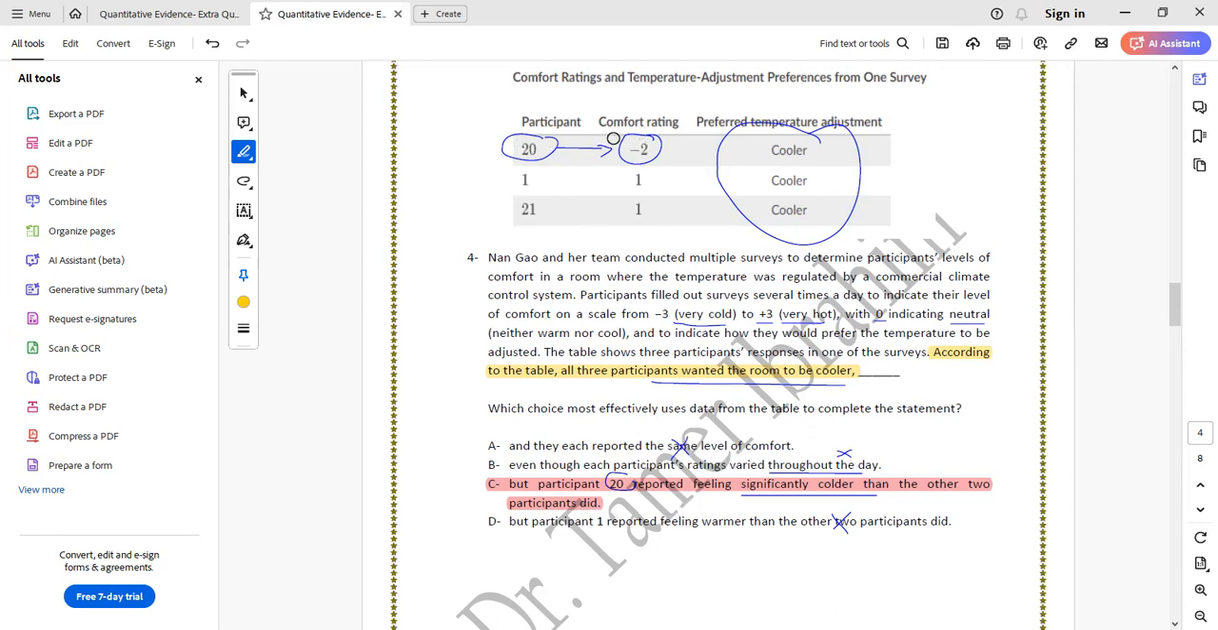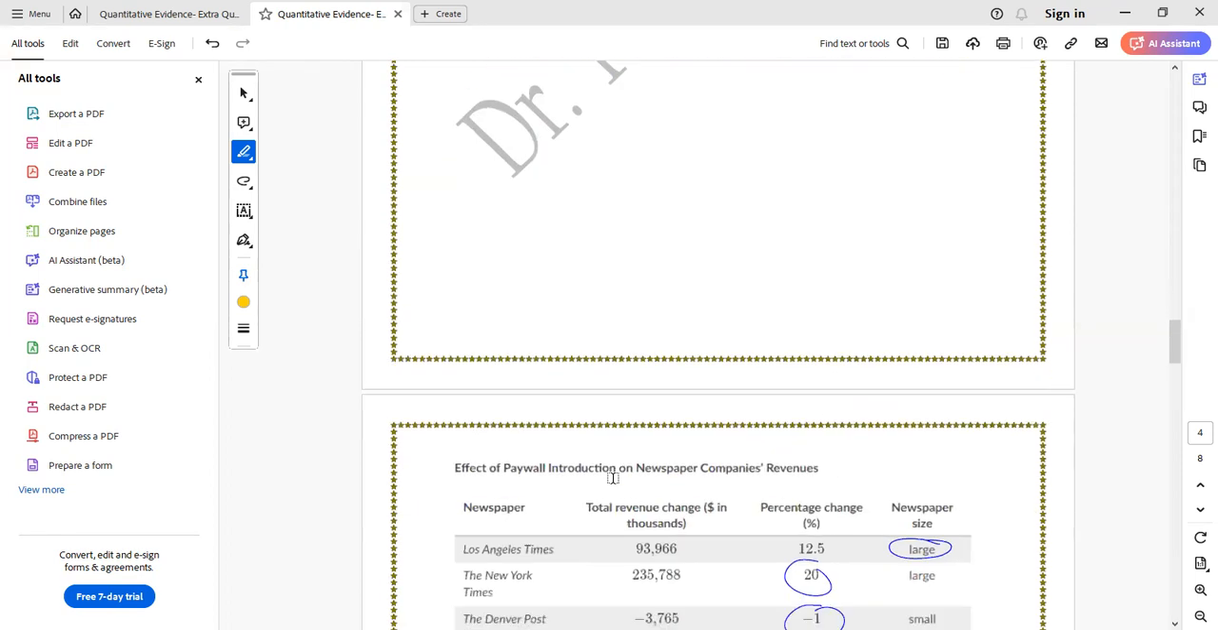But participant 20 reported feeling significantly colder. Yes, -2. And here it says -3 means very cold. So feels colder than the other 2 participants. Right. But participant 1 reported feeling warmer than the other 2. No, he's the same as 21. So the only answer is C.